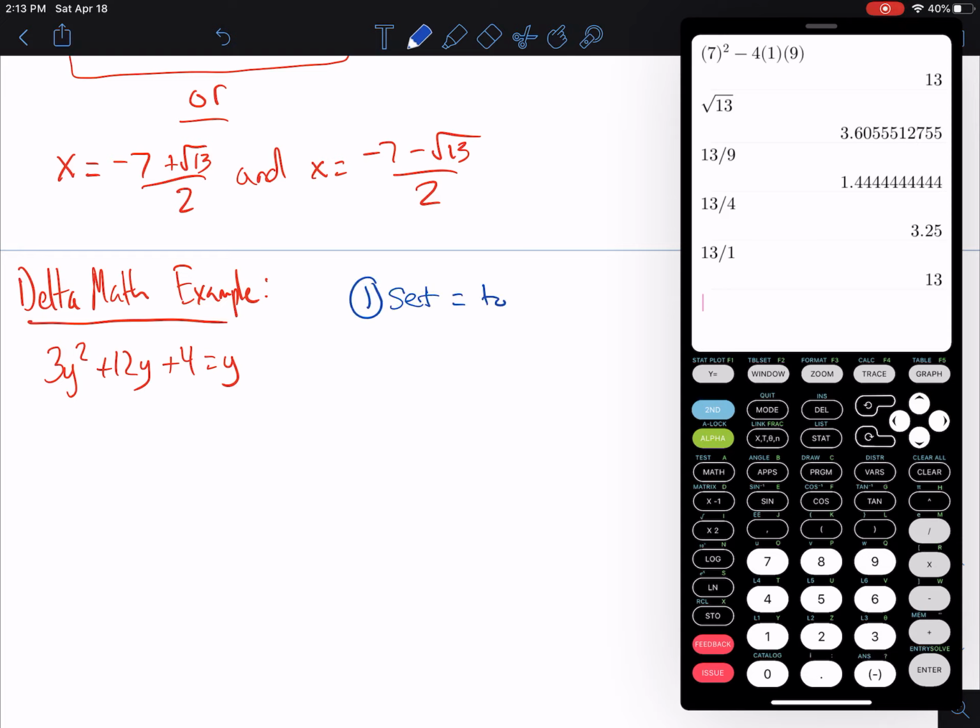To do that, we're going to move the y. That's going to be the easiest thing we could do here. So we're going to get 3y squared plus 11y plus 4 equals 0. Now I'm telling you here, all of these need to be solved using the quadratic formula. Every single one of these needs to be solved with it. You don't have to try and factor by hand first. Just go right to the quadratic formula.